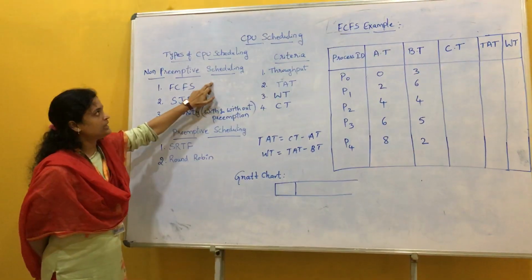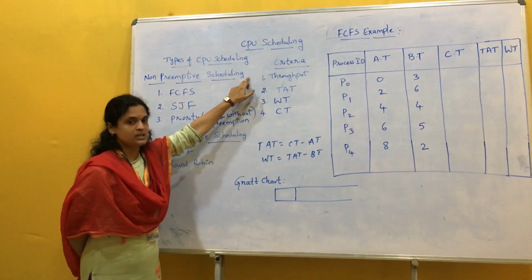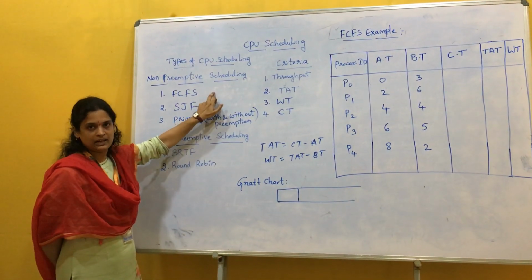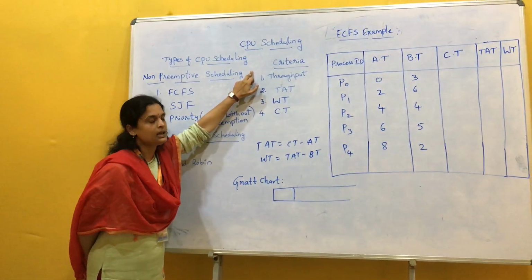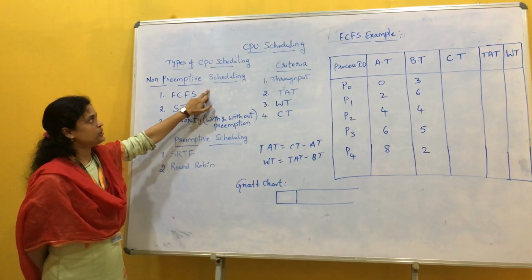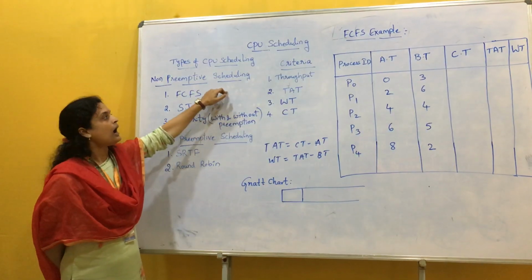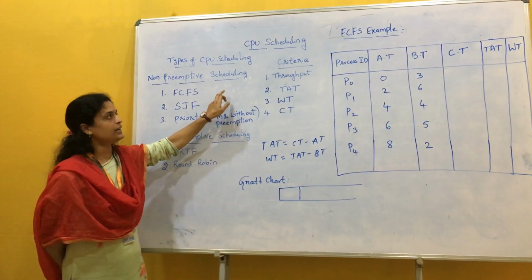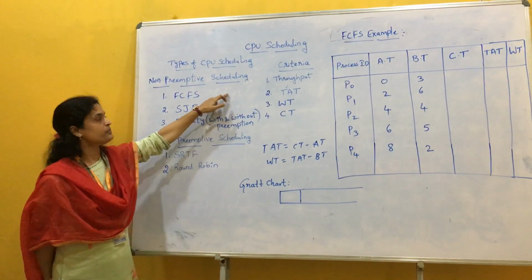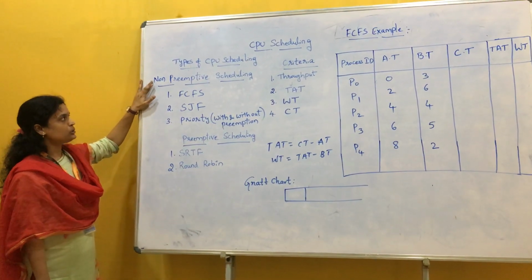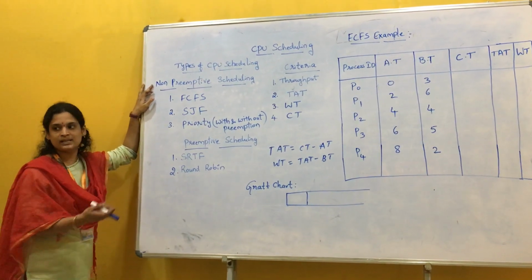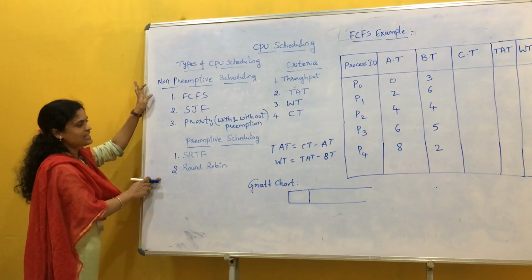CPU scheduling is dealing with the processes which are available in the ready queue and which are going to be executed. The main objective of CPU scheduling is to maximize the CPU and to make sure all processes are executed in a correct manner. There are two types of CPU scheduling: one is non-preemption, another one is preemption.